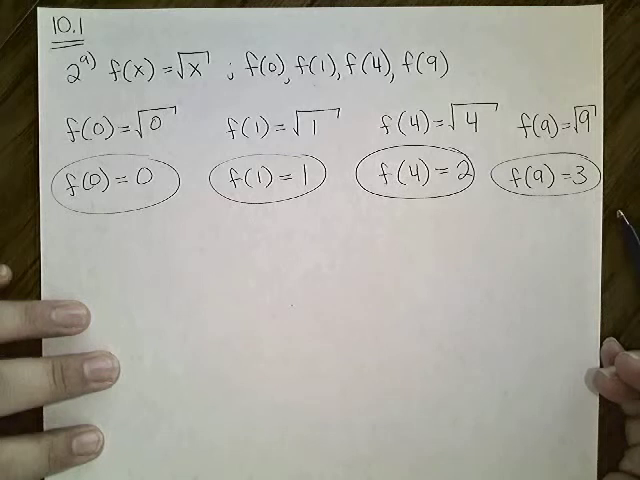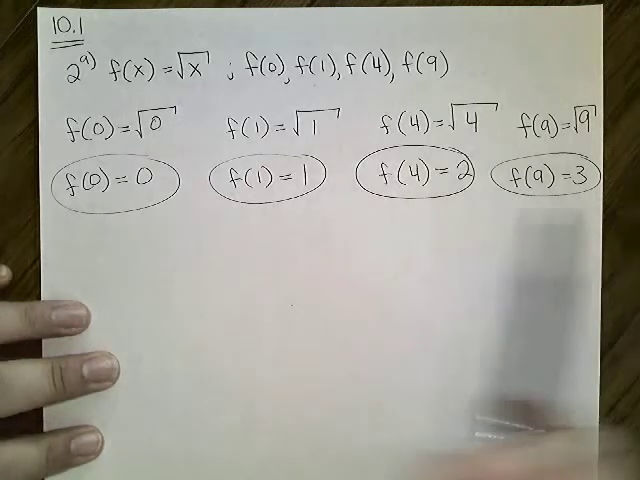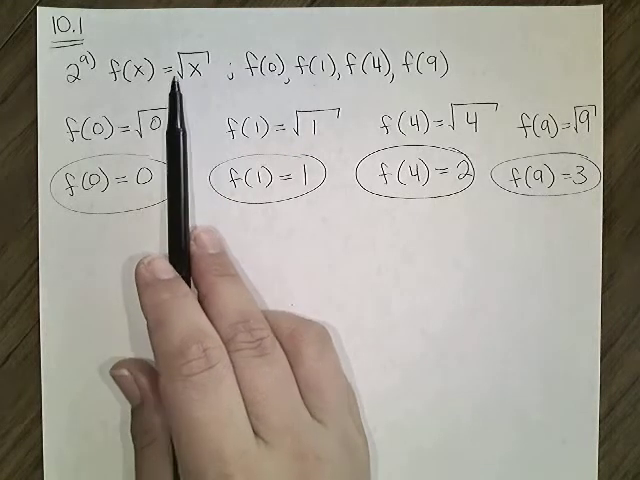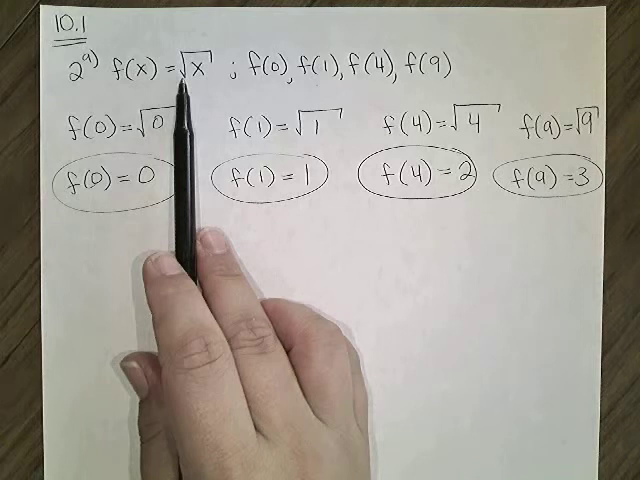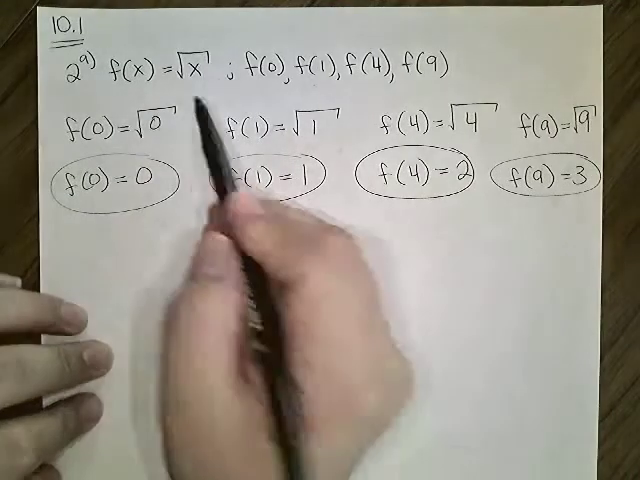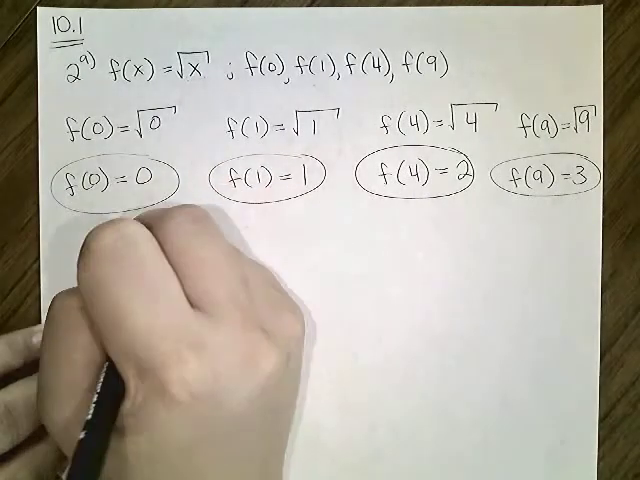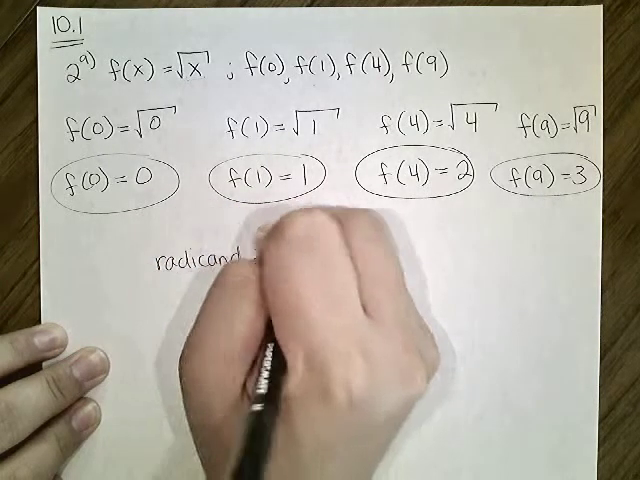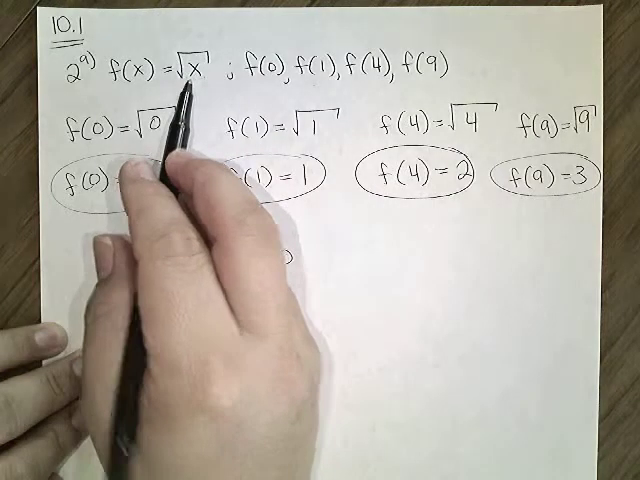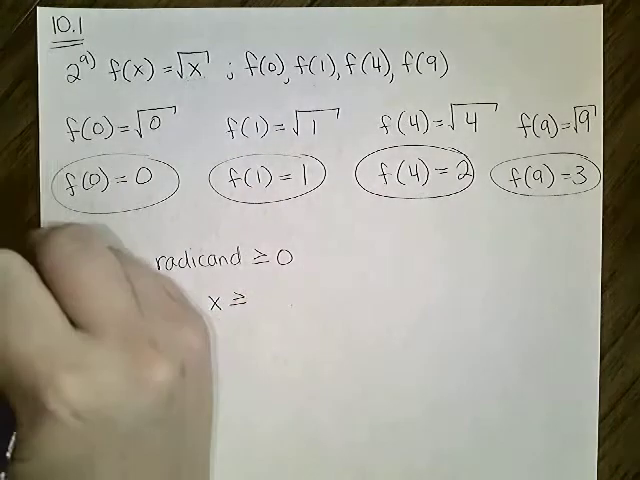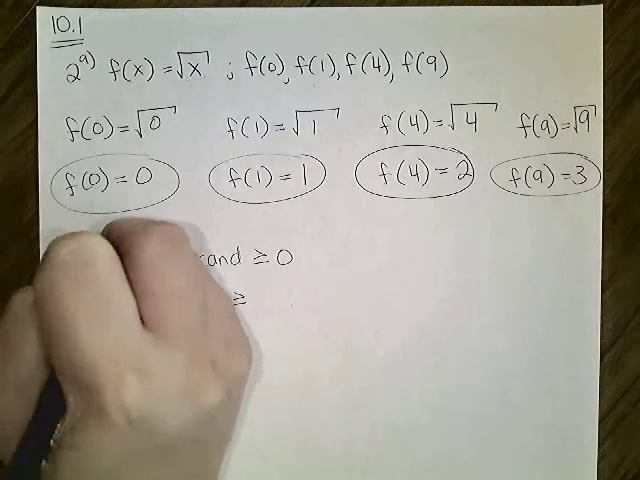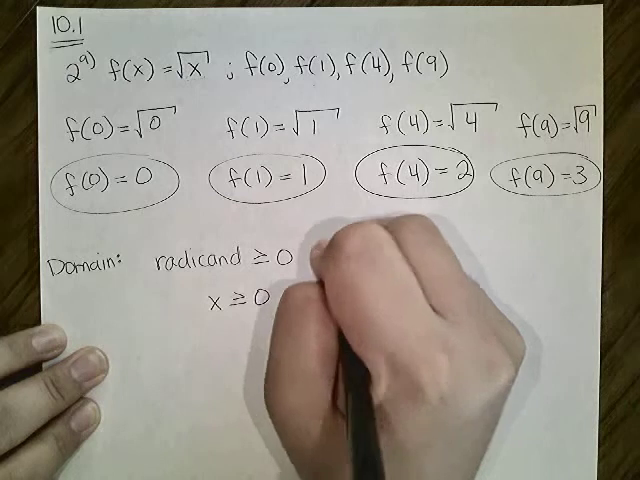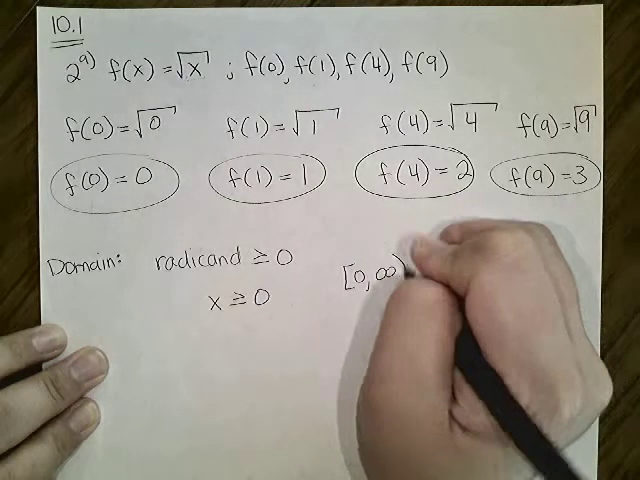Now the other part of this is it asks you for the domain. And so again, we can look at domain exactly how we did in chapter 8. What kind of limitation do we have on the square root of something, right? We said in chapter 8 that the radicand must be greater than or equal to 0. So here the radicand is just x. So for the domain, x has to be greater than or equal to 0. So that means our domain is bracket from 0 to infinity, parentheses.